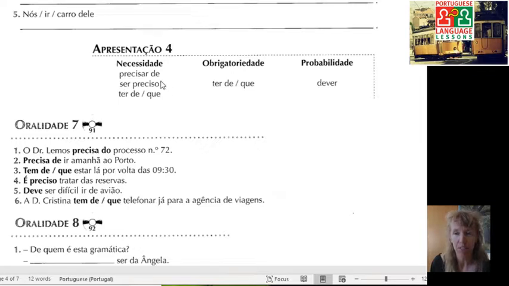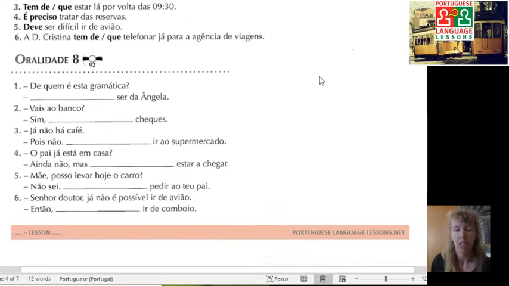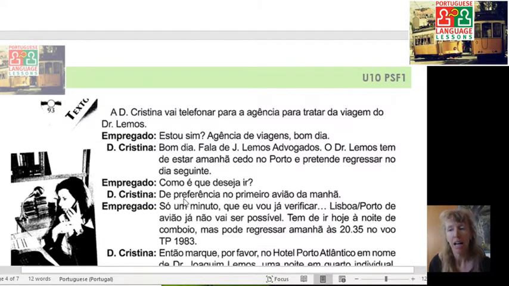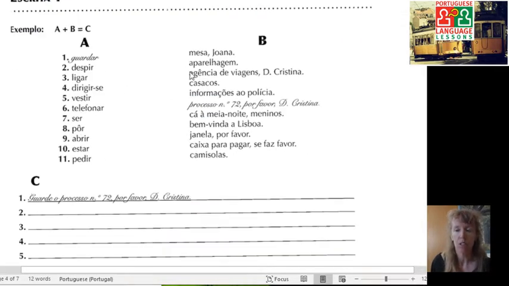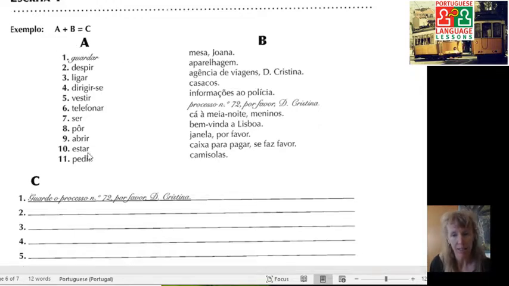Not in that video is this one here, ser preciso. Look at exercise example 4, é preciso. It's necessary. So this is very, very similar to precisar de, just talking more generally. It's necessary to deal with the reservations. Okay, so then we've got some practice, and then at the end we've got the diálogo and some compreensão, these to match up.